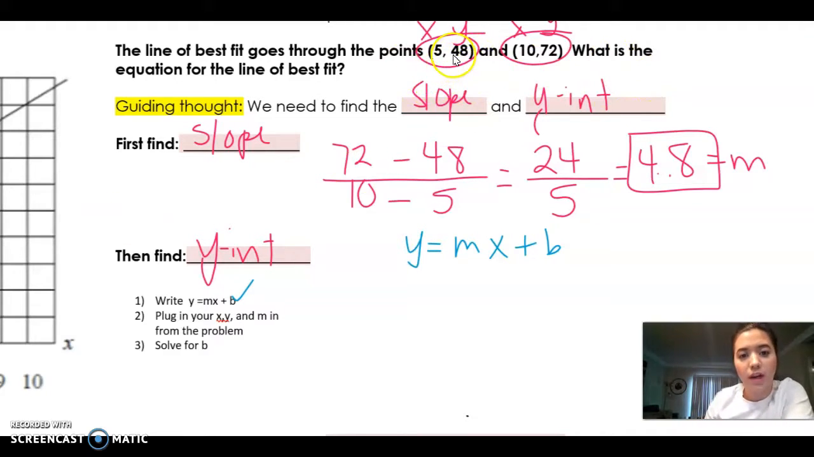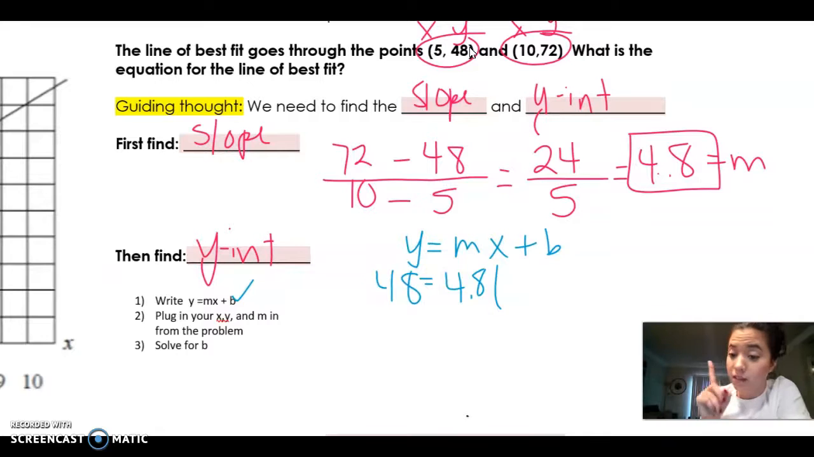I'll do 5, 48. So 48 is our y. M we found was 4.8 times our x from that same point. So whatever point we chose y from, I have to choose that same x. Okay? Because that 5, 48 is the point that falls on this line. If you flip-flop them, you're going to get the equation to some other line.